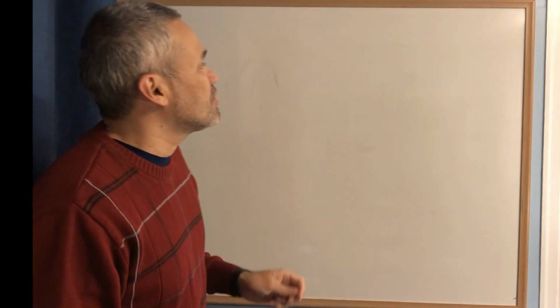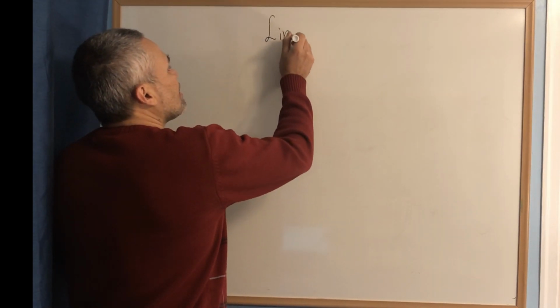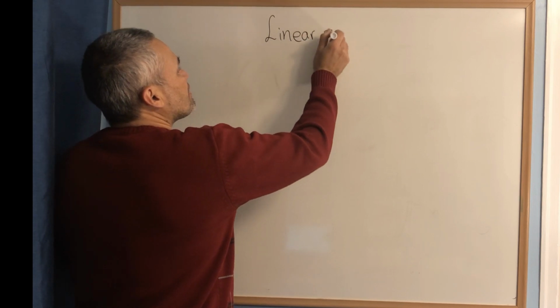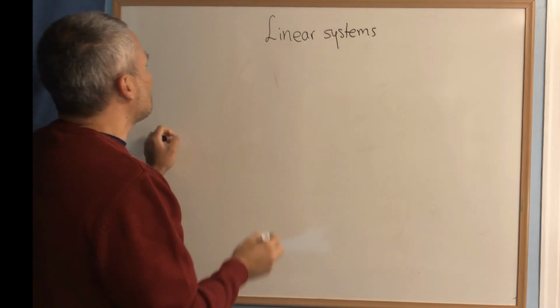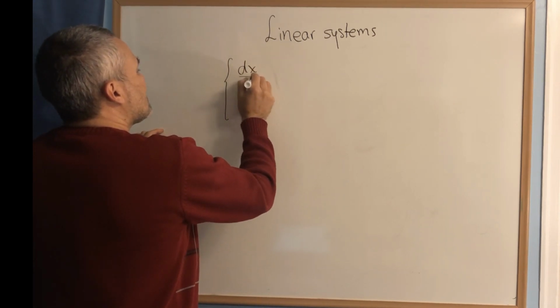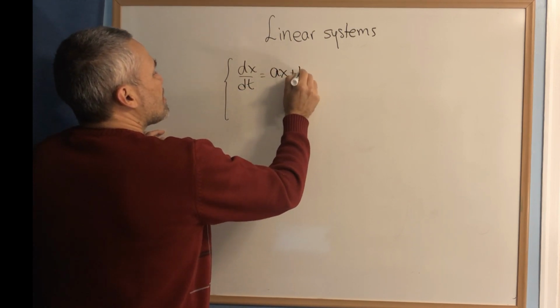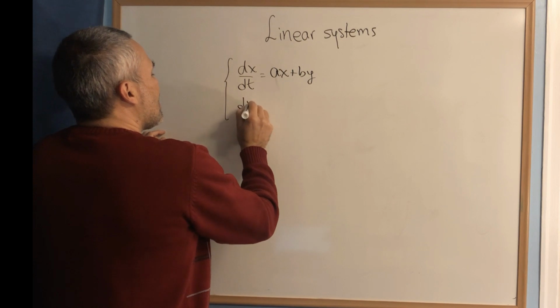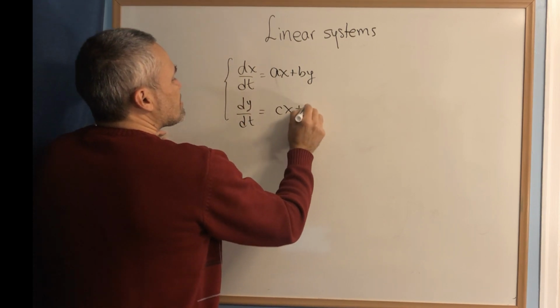In this video, we're going to see how to solve linear systems. And we're going to be looking for two functions, x and y, where the derivative of x with respect to t will be ax plus by, and the derivative of y with respect to t will be cx plus dy.